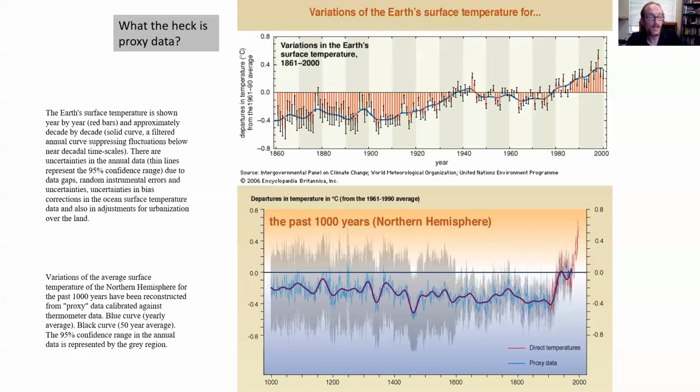What are we looking at here? The blue curve is the yearly average. The black curve is the 50-year average. Why 50 years? Because now we're going back 1,000 years, so 50 years makes some sense. But regardless, however they average the data, they need to tell you, otherwise you don't know what you're looking at. The 95% confidence range in the annual data is represented by the gray region. So we know that it has to be somewhere in this region, right?